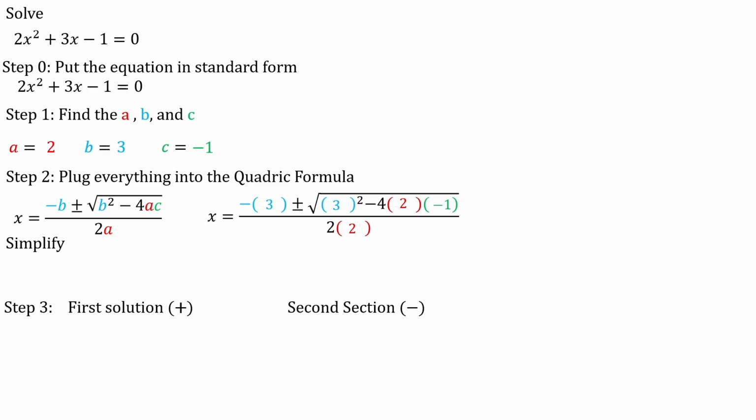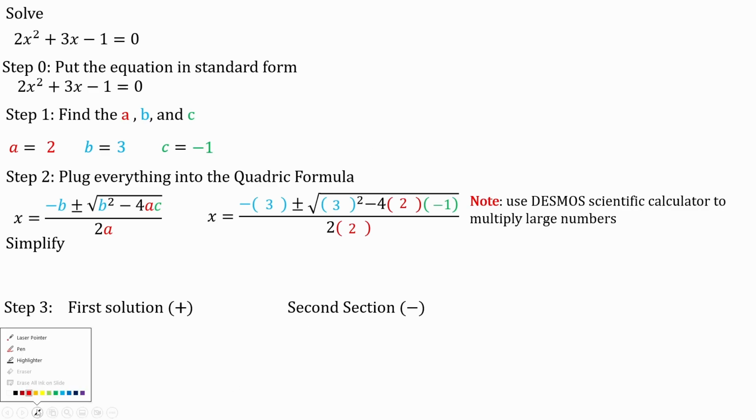Okay, I now need to plug things into the calculator. So I can plug in 3 squared minus 4 times 2 times negative 1. That is this part here. This part I can plug into the calculator. And I know when I plug that into the calculator, I got 17 inside that radical. So here I can leave it like this because radical 17 cannot simplify.